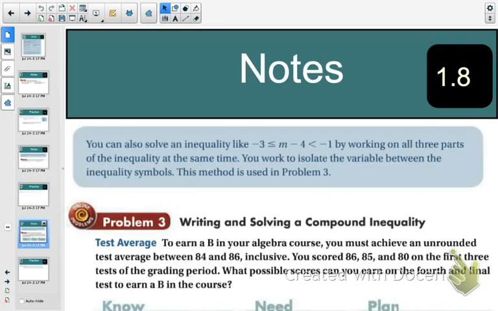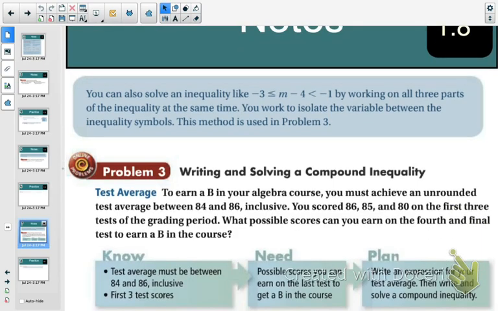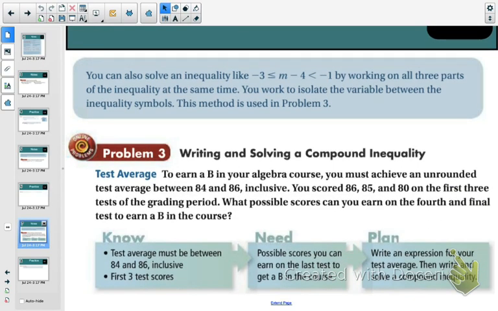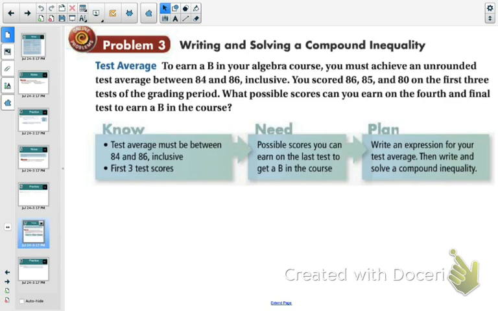Alright, moving on. Okay, so this just kind of tells you what we did in the last one. This next one says, to earn a B in your algebra course, you must achieve an unrounded test average between 84 and 86 inclusive. You scored 86, 85, and 80 on the first 3 tests. What possible scores can you get on the 4th and final test to earn a B in the course? So there's 4 tests, and we need to average between 84 and 86 to get a B.